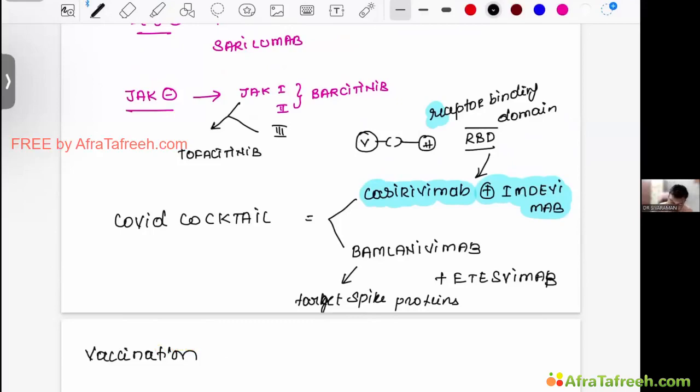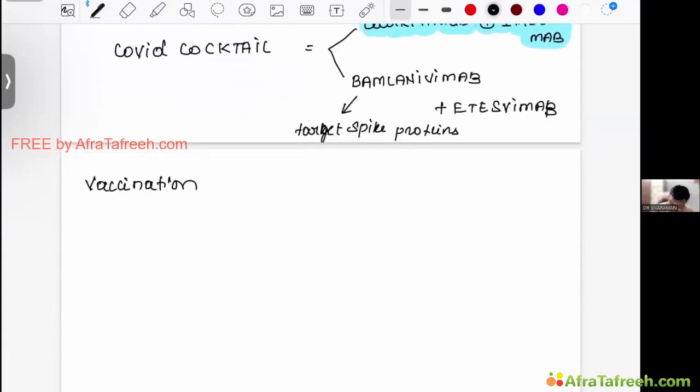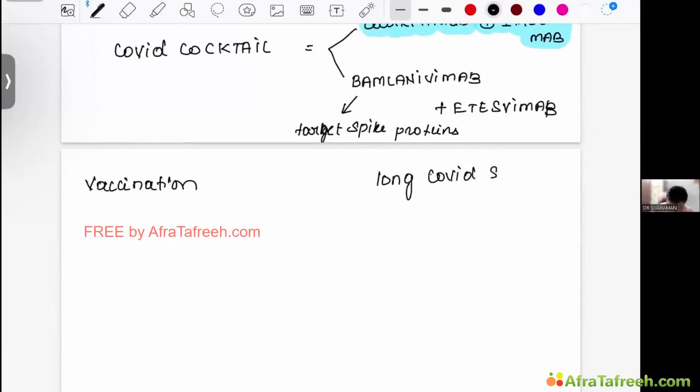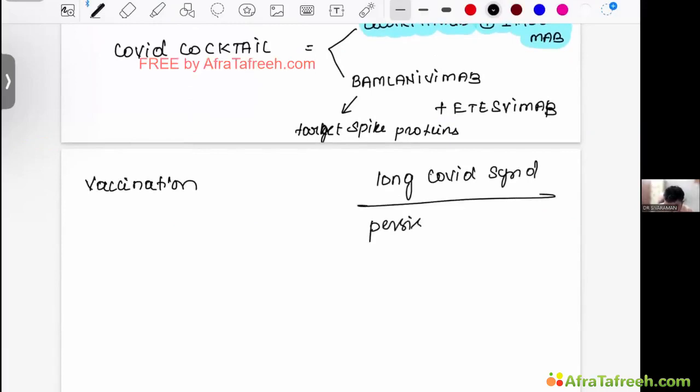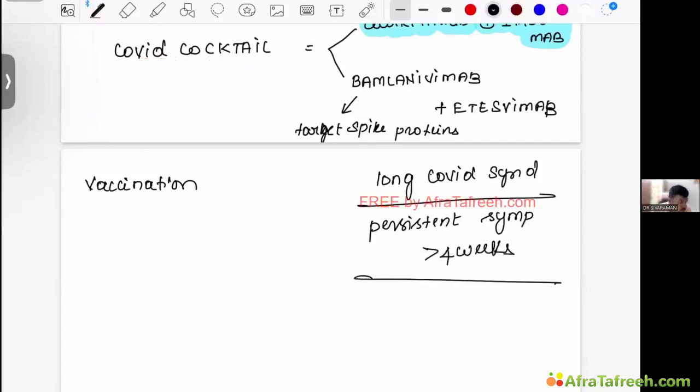Before this, I will tell you one more thing, which is called long COVID syndrome. Whenever a patient has persistent symptoms, which may be loss of smell, fatigue, etc., for more than 4 weeks, it is called long COVID syndrome, where the symptoms persist for more than 4 weeks.